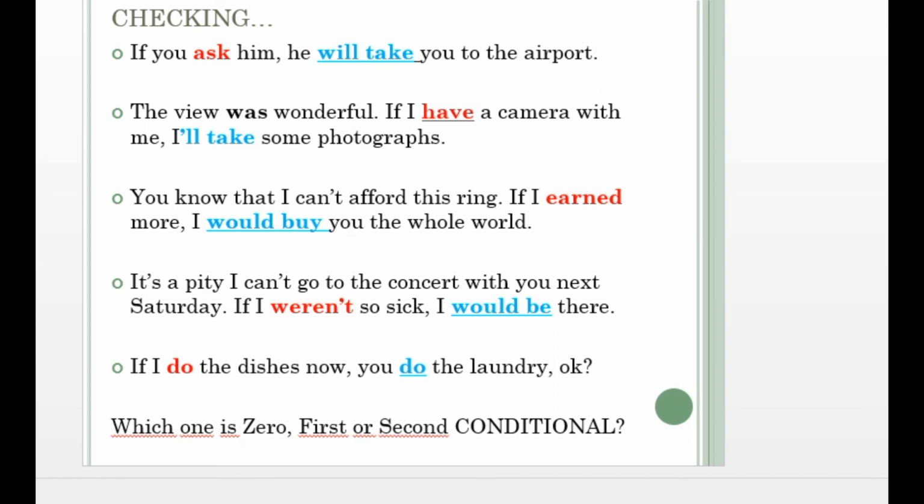In the same way, it's a pity I can't go to the concert with you next Saturday. If I weren't, if plus past, so sick, I would be there. Okay? Second conditional. And the last one, in both sentences we use the verbs in the present. So this is zero conditional.